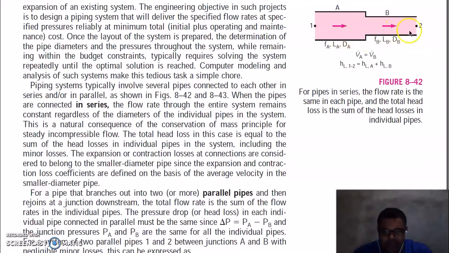When the pipes are connected in series, the flow rate through the entire system remains constant regardless of the diameters of the individual pipes in the system. This is a natural consequence of the conservation of mass principle for steady incompressible flow. The total head loss in this case is equal to the sum of the head loss in individual pipes in the system, including the minor losses. Expansion or contraction losses at connections are considered to belong to the smaller diameter pipe, since the expansion and contraction loss coefficients are defined on the basis of average velocity in the smaller diameter pipe.